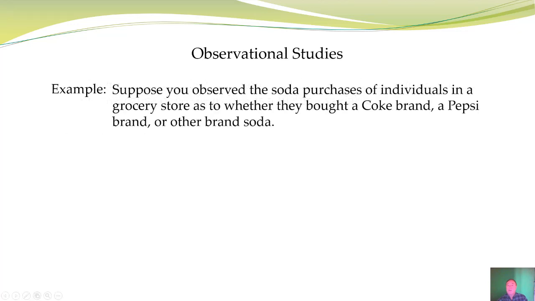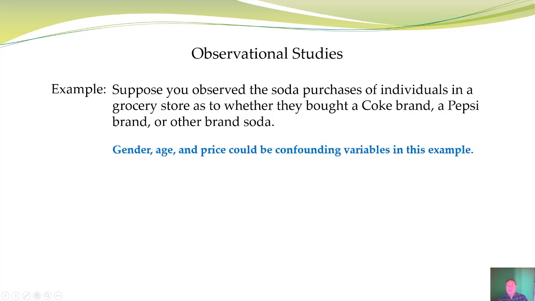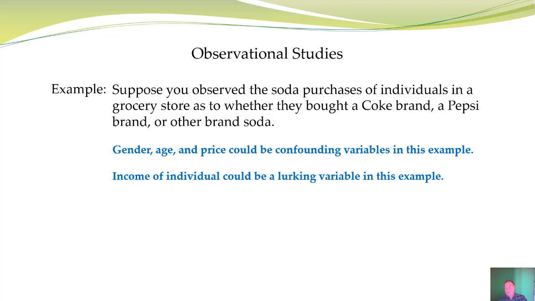Suppose you observed the soda purchase of individuals in a grocery store as to whether they bought a Coke brand, a Pepsi brand, or other brand. Gender, age, and price could be confounding variables in this example. Income of an individual could be a lurking variable in this example. You know, if they have a very low income, they might buy the off-brand because of price.